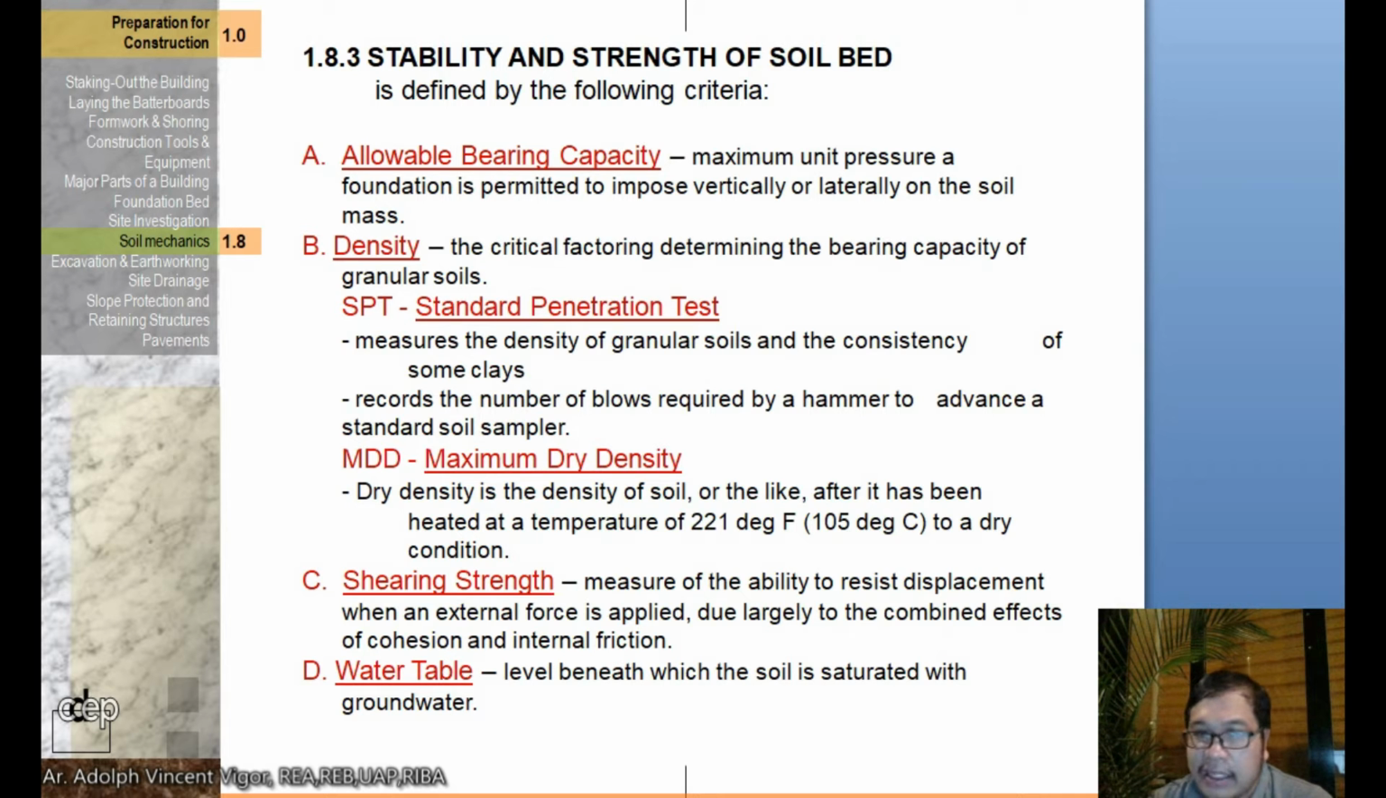Then you have MDD, or maximum dry density. Dry density is the density of the soil after it has been heated at a temperature of 105 degrees Celsius to a dry condition. Then you have shearing strength, which measures the ability to resist displacement when an external force is applied, due largely to the combined effects of cohesion and internal friction. Then you have the water table, which lies beneath the soil saturated with groundwater. So beneath the soil, if there's water flowing through it, that's what you call the water table.